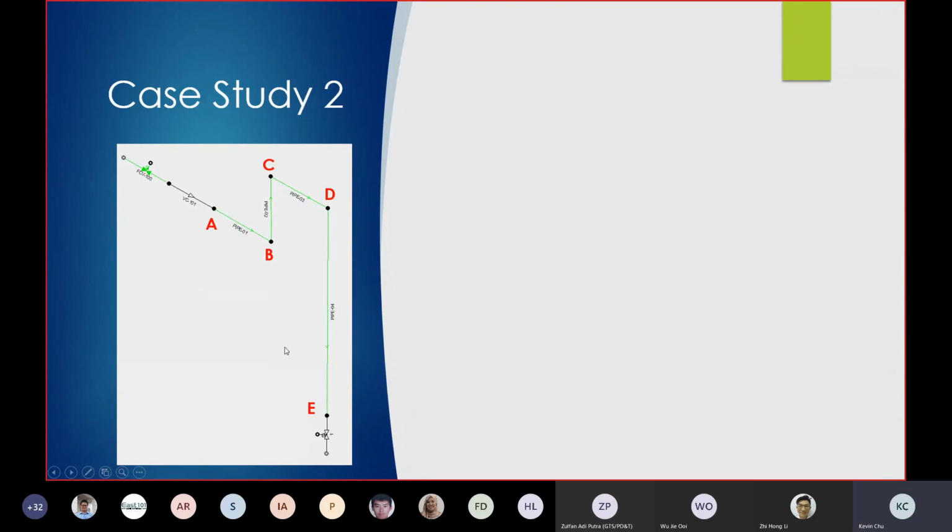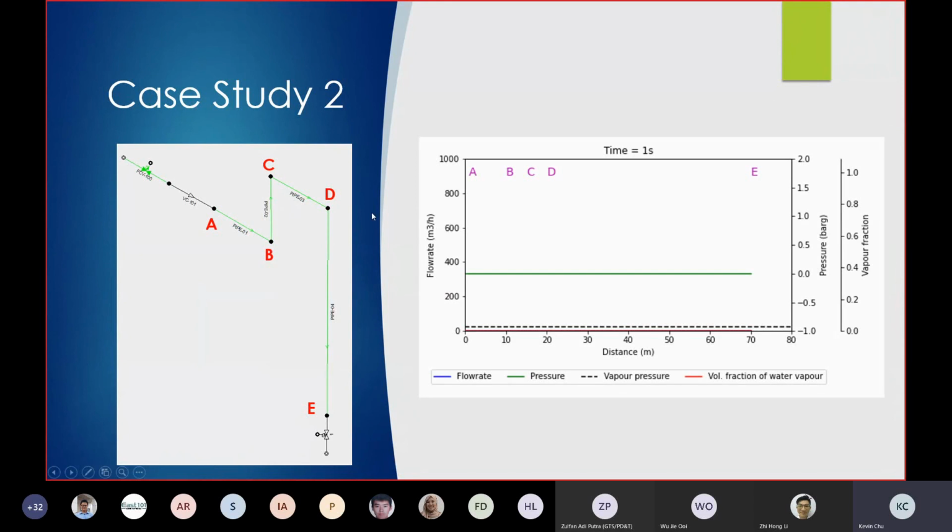In this case study, we will open the FCV and see how the fluid behaves in the overboard line. The location of each point, A, B, C, D, E, is indicated in the diagram here. Also the flow is represented in blue, the pressure is represented in green, and the vapor fraction is represented in red.